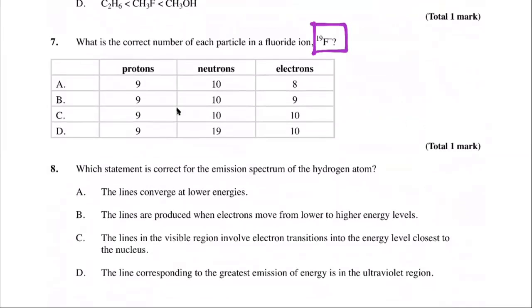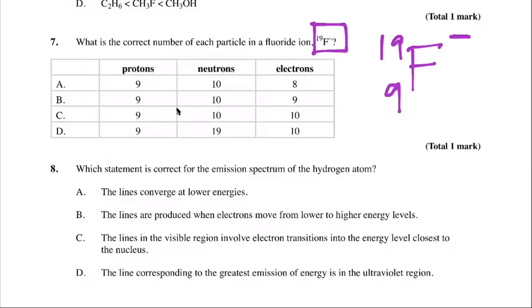So a lot of times on test questions like this, they leave off the atomic number. So when we learned about it, we said you always have your element symbol, and then up in the top left, you have your mass number. If there's a charge, the charge will be on the top right. And then we said you're always going to have the atomic number down here in the bottom left. So if I look up fluorine on the periodic table, its atomic number is 9.